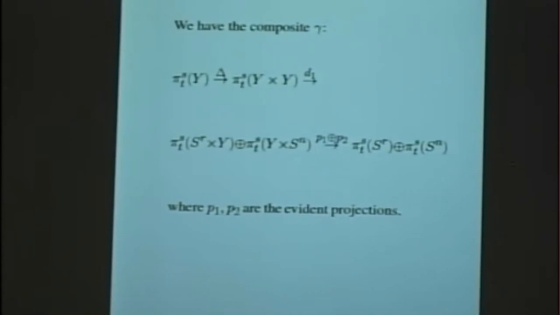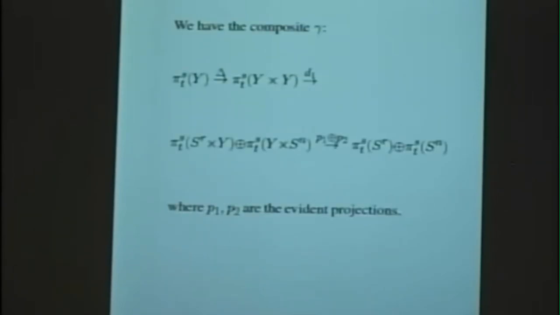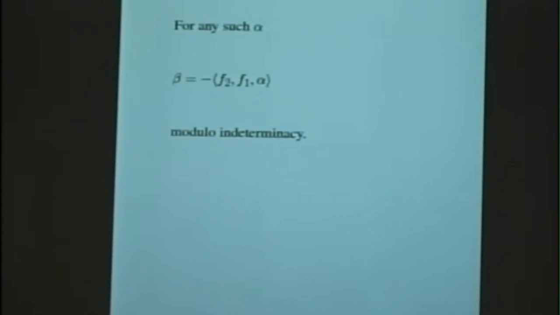So this composite gamma is basically a part of D1. And here's the result. If beta plus alpha, so it's the sum of two groups, is in the image of this map, then first of all, the alpha has to compose trivially with F1, and beta is the total bracket. There's a sign, and I think I've got the sign right, I'm not 100% sure, but beta turns out to be the total bracket of F1, F2, F1, and alpha, modulo indeterminacy.